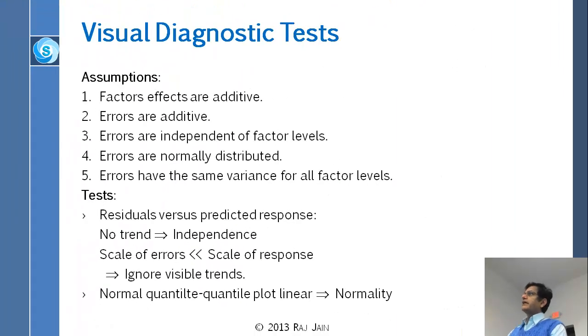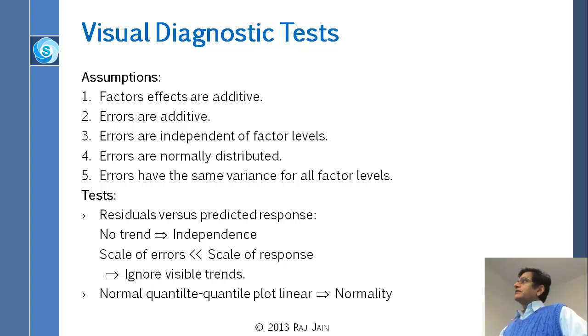Just like regression, now you can check the assumptions and visually verify them. The assumptions we made are, first, that the factors' effects are additive. Anybody remembers multiplicative, log and other things, right? So here we are not doing any of that, so we are assuming that they are additive, that the errors are additive, that the errors are independent of the factors, that the errors are normally distributed, and that the errors have constant variance. These are exactly the same assumptions we had made for regression. So there are exactly the same tests that we will do.